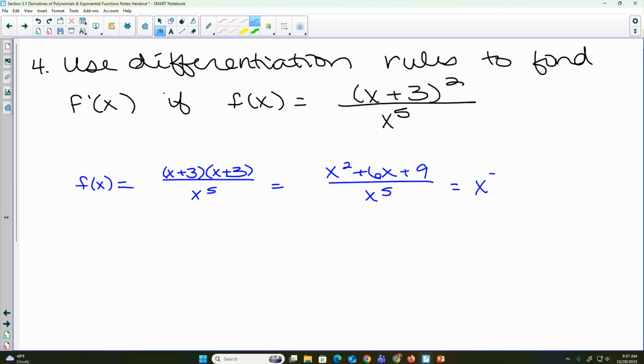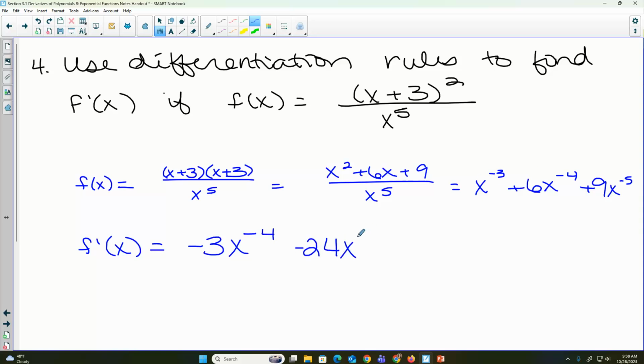Subtract our x. So we get x to the negative 3 plus 6x to the negative 4 plus 9x to the negative 5. And so now we can do our derivative. Exponent comes down, subtract 1 from the power, so negative 3 minus 1. This one, the negative 4 comes down, so negative 24 x to the negative 5. Here the negative 5 comes down, so minus 45 x to the negative 6. So just make sure, if I'm asking you to use the shortcut, simplify first. Multiply or divide, whatever you need to do, so it's just x to a power, and then work from there.